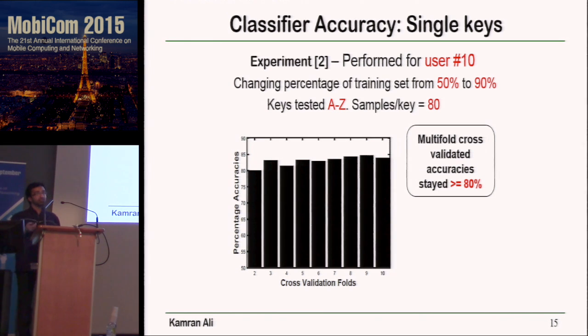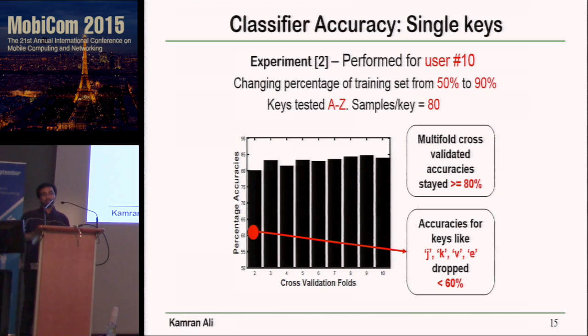The keys tested here were only alphabetic keys, and we increased the samples from 30 to 80 this time. We observed that the multi-fold cross-validation accuracies stayed above 80% for different folds, although the accuracies for keys like J, K, V dropped below 60% when only 50% of the data was used for training. This again happens because these keys constitute a smaller amount of motions as compared to the other keystrokes typed by the users. That's the main reason behind this drop in the accuracy of these keys.